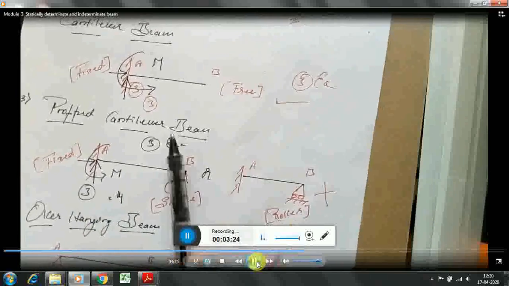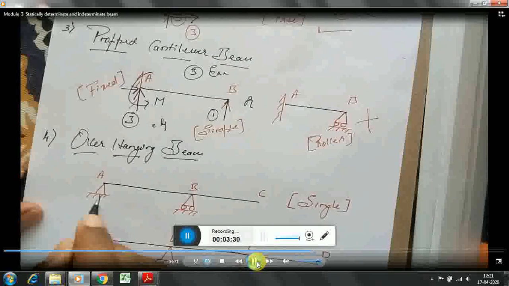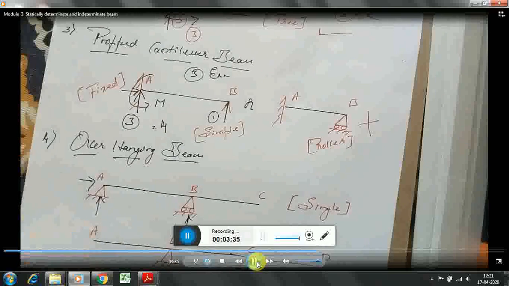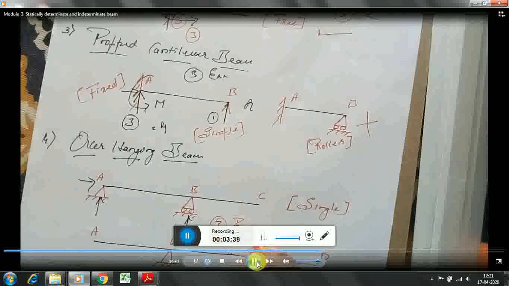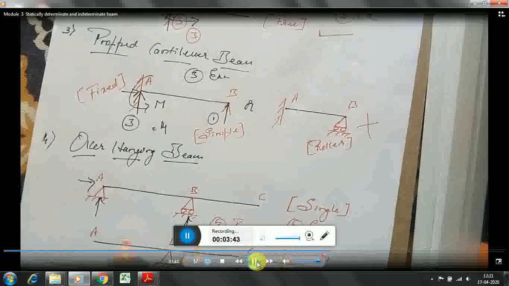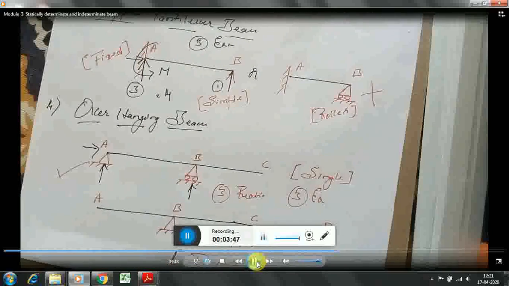So the propped cantilever is statically indeterminate. Then if I come to the overhanging beam, at point A we have two reactions, at point B one reaction, totally three reactions. Equilibrium equations are 3, so this is a statically determinate structure. Similarly, the double overhanging beam is also a statically determinate structure.